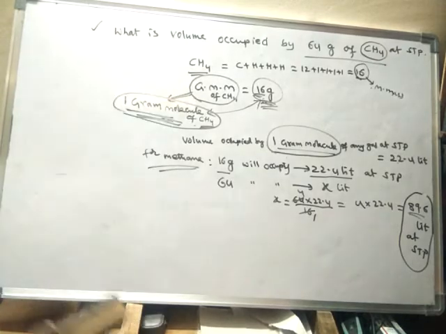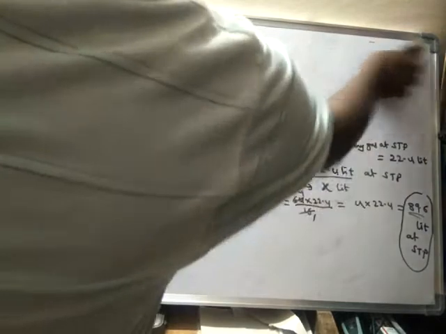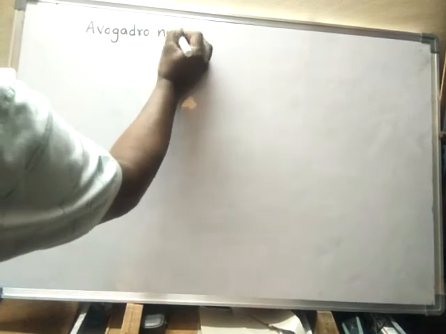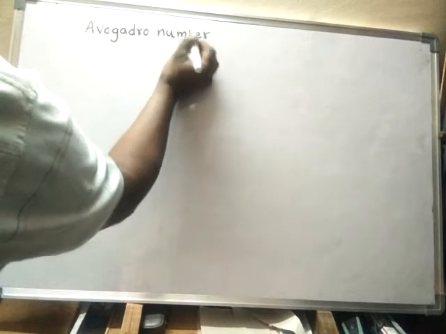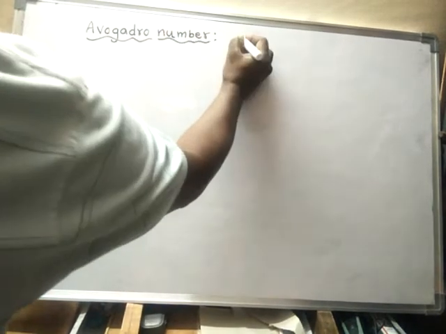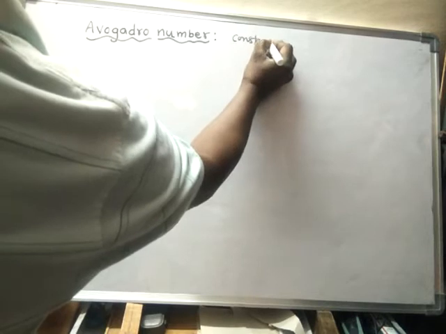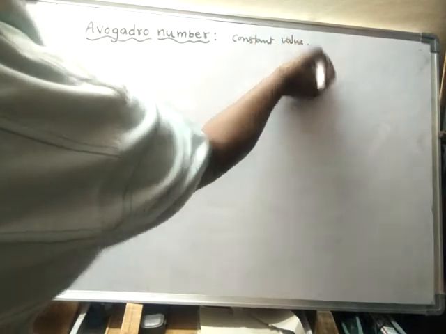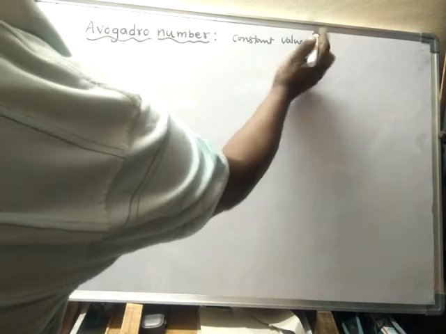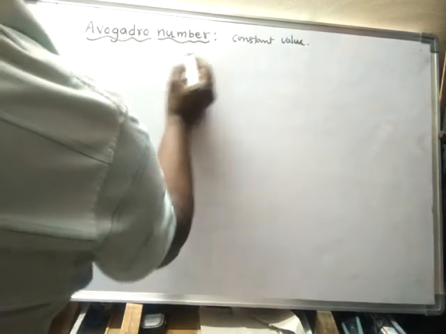Okay, right. So now let us learn about the next concept, Avogadro number. What is Avogadro number? Avogadro number is a constant. It's a number. It's a constant value. So its value is constant, and it will be equal to Avogadro number.